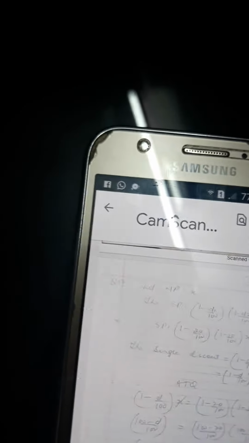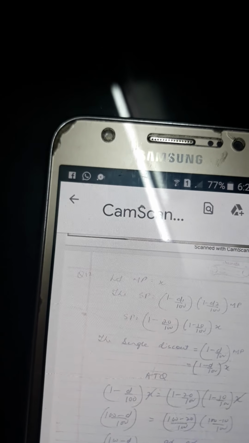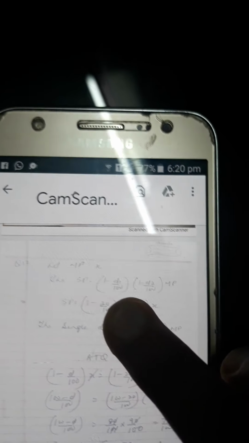Coming to the 12th question now. In the 12th question they have given, find a single discount equivalent to two successive discounts. There is a simple formula for this. Selling price is 1 minus D1 over 100, 1 minus D2 over 100. So we substitute in the formula directly and we get the answer for this.